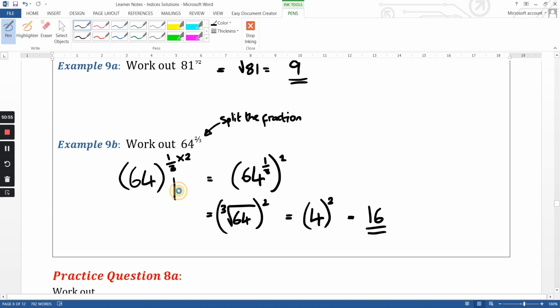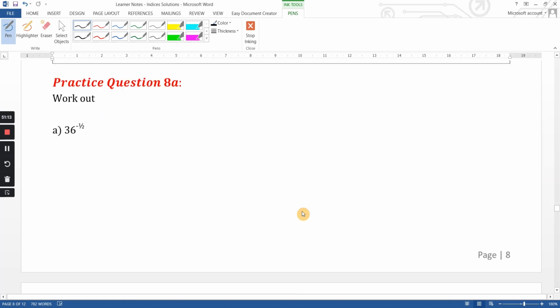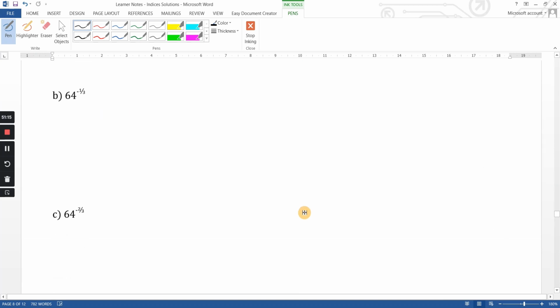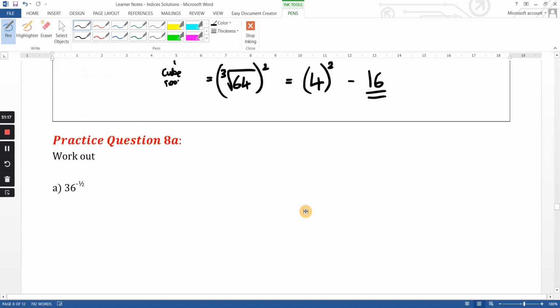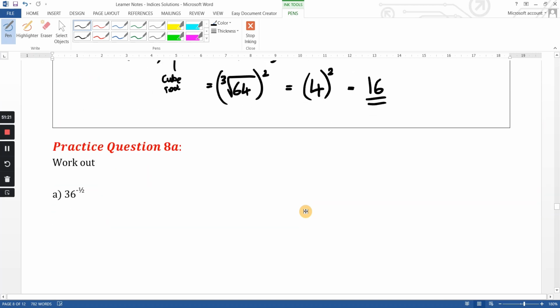You know, this means cube root. So it just makes your life a lot easier. Yeah, so you just split the fraction and do it step by step. So if you want to practice some of these, what I'd probably recommend is pause the video, have a go over the next ones yourself, and you know, when you're ready, unpause it, and then we'll go through the answers.